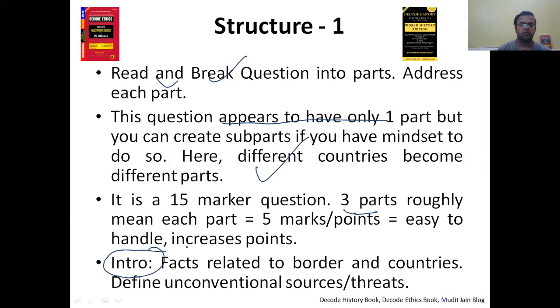In the intro, I've told you about mentioning facts in GS3 answers. So you have to remember what are border related facts. How much length of border we share with particular country, you can mention that. I always used to mention in kilometers the border that we share with a particular country. From where you will get this? As I told you, in static topics you have to make 2-3 pages notes. So this will come from those notes. You can see my notes on my blog, but then I'll advise you to make your own notes. So mention facts related to border, countries, and you can define unconventional sources or unconventional threats.